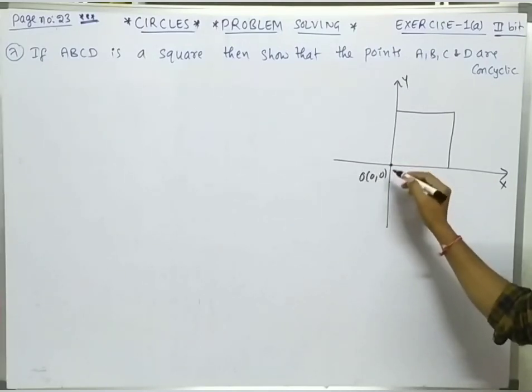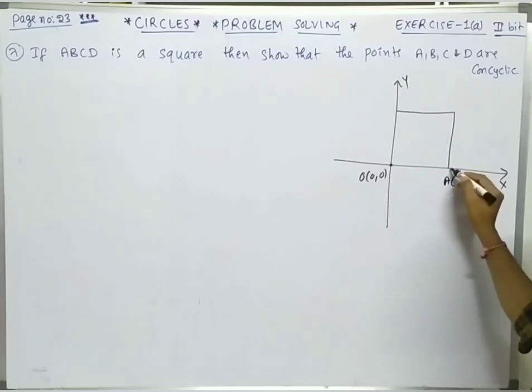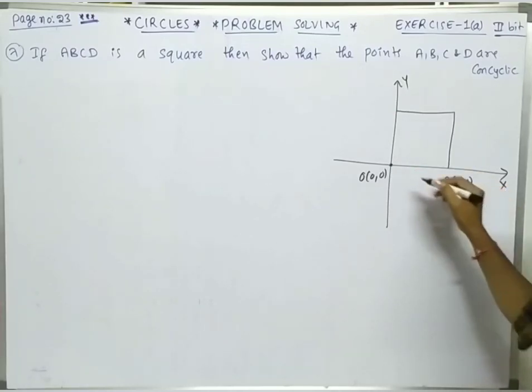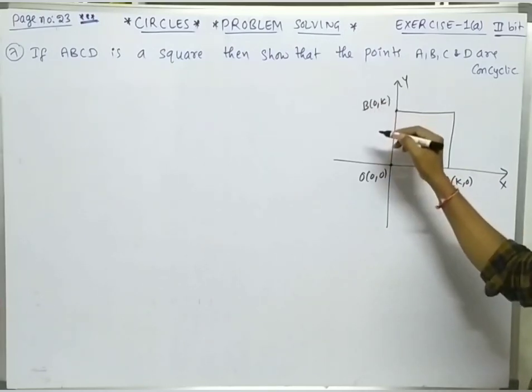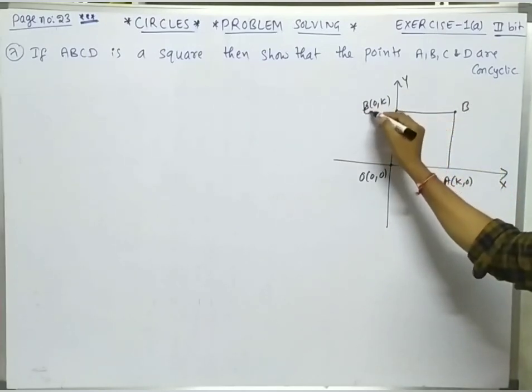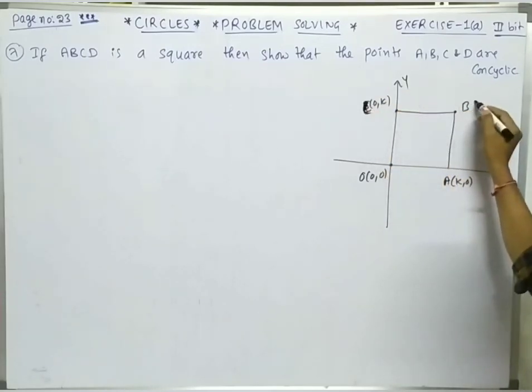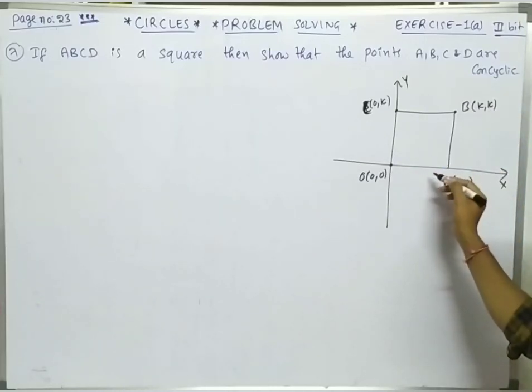I am taking one point of the square as origin, and let us take this point as k, 0, and then this point is 0, k, and this point is, OABC, this point is k, k. So let us take the distance as k.